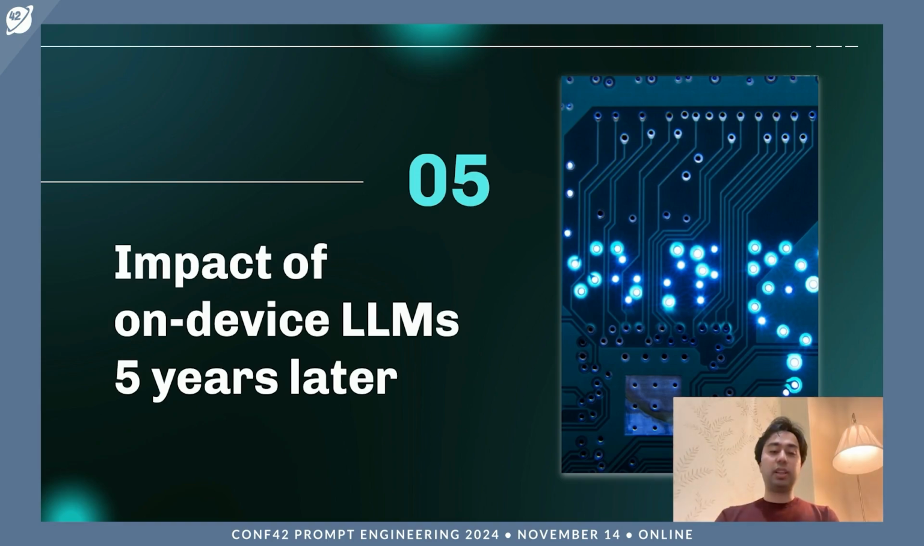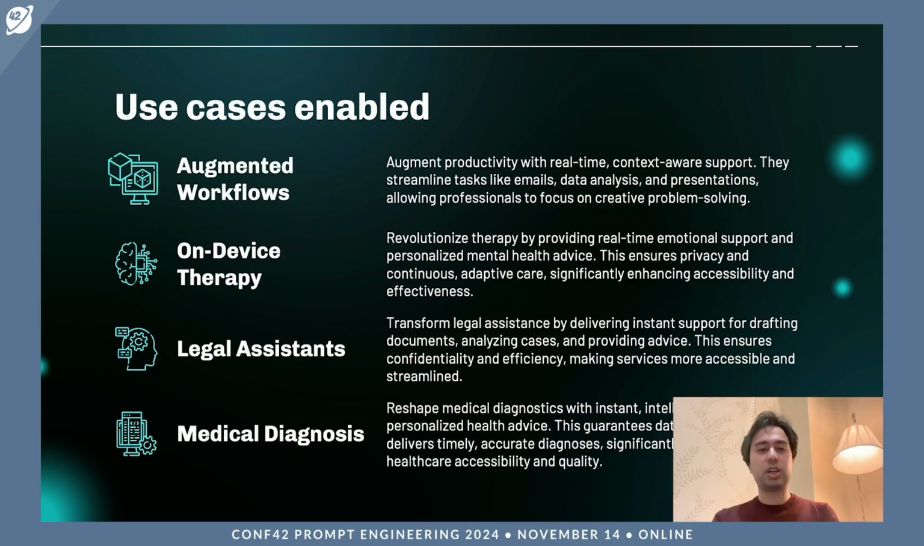All right, and then finally, let's say all of this happens. We have 30 billion parameters. These models are running fully on device. They're specialized, they have adapters. What's the outcome? Let's talk about the real-world use cases these models will enable.